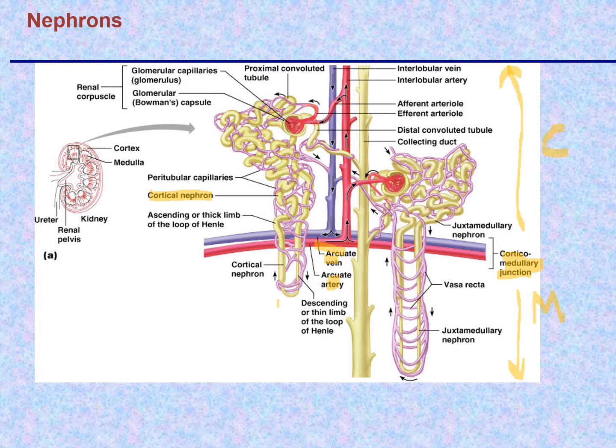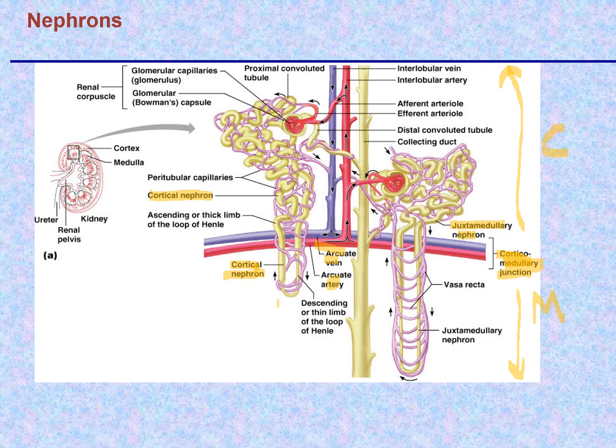There are also juxtamedullary nephrons. The glomerulus of these nephrons is located closer to the boundary between the cortex and the medulla, and the loop of Henle they have dips deeper down into the medulla than the cortical nephron loops of Henle. These are involved in production of a more concentrated urine; they have an ability to produce a more concentrated urine.